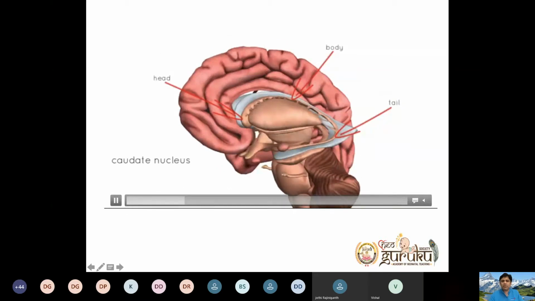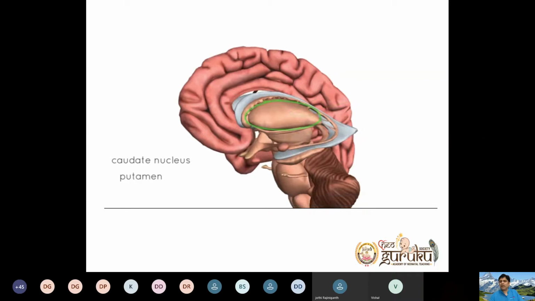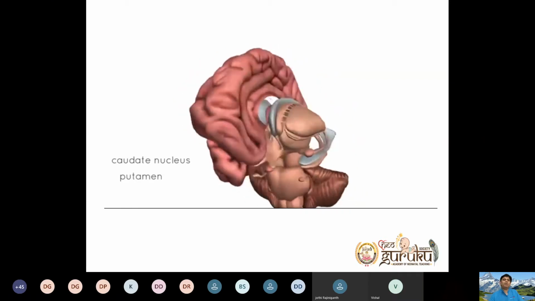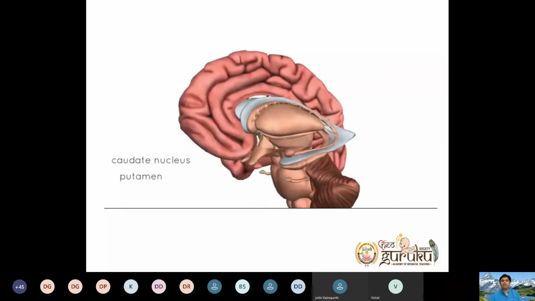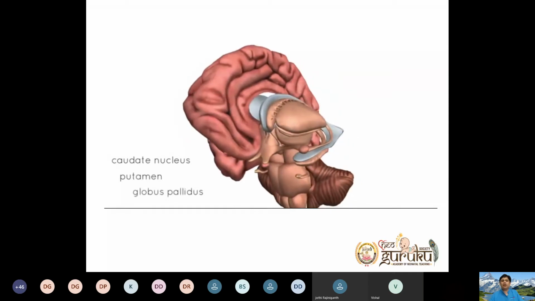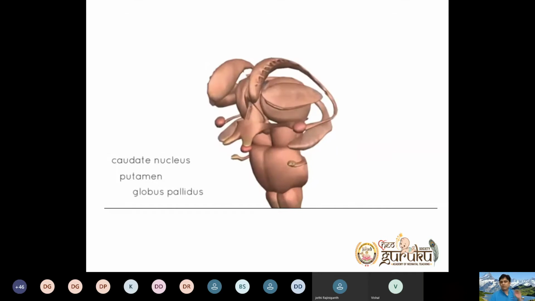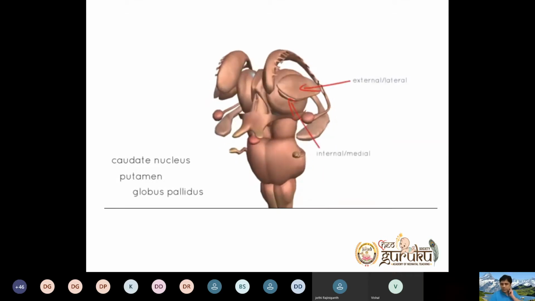So you can see, which I've already told, this is your head, body, and tail of the caudate nucleus. What you see, this one is your amygdala. All your memory is over there. This is your thalamus. So medial to lateral also you should be able to tell. Superior to inferior also you should be able to tell. Lateral to medial also you should be able to tell the structure of the brain. So it is that easy. Once you have this imagination, how the caudate nucleus sits, how the putamen sits, how the globus pallidus sits, it's easy. I'm sure you are getting a clear idea.